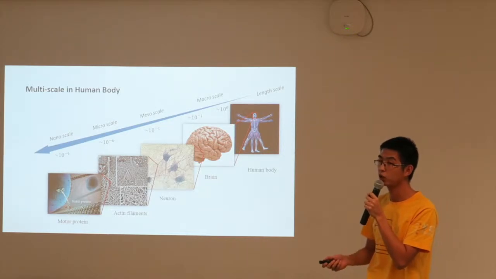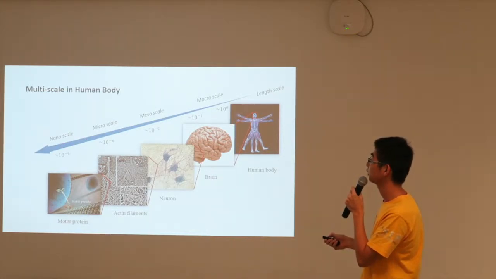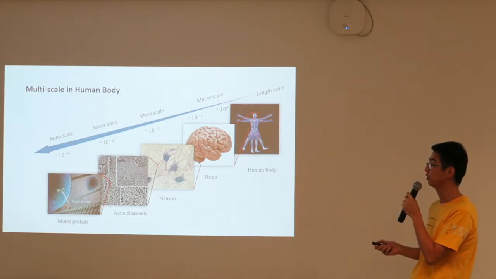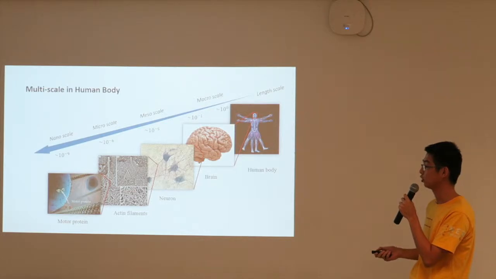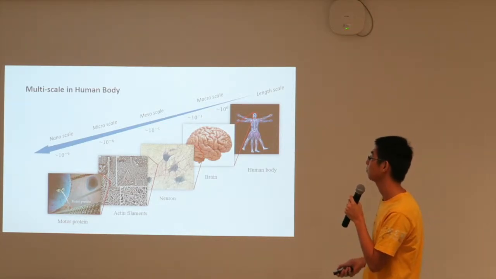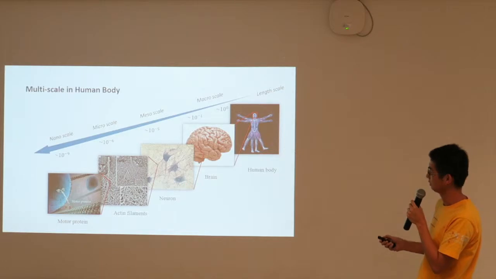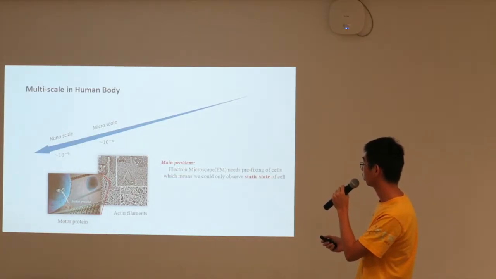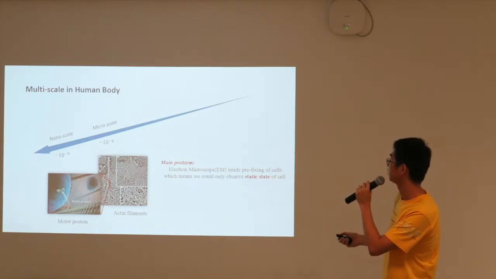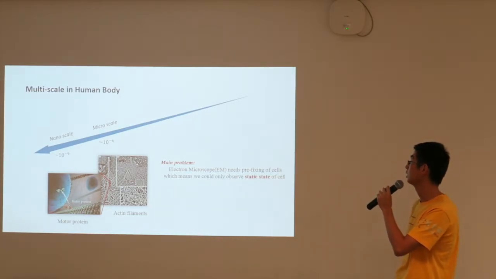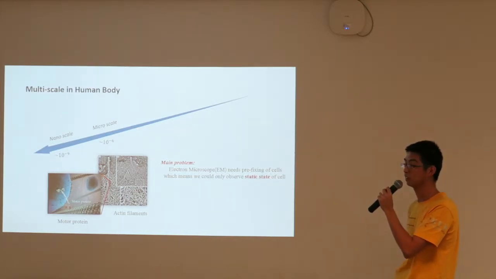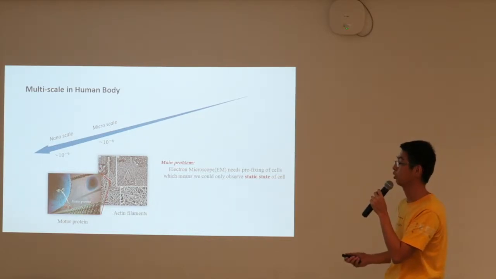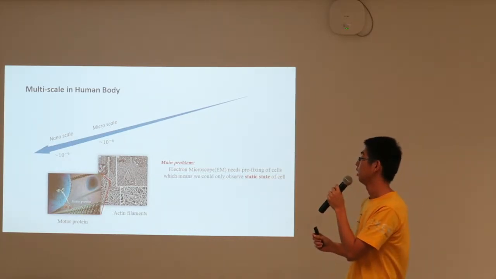Interesting thing is we can still go on. We can step into the nanoscale here. In this way, if we want to know something at the molecular level here, there may be a problem, because if we use the electron microscope, we do a prefixing of these cells, which means we can only observe the static state of the cells, because in this way the cell is already dead, right? So we can only observe the static part.